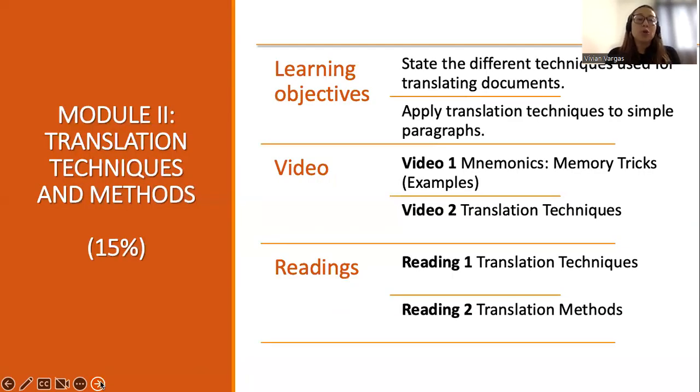Now, module number 2, translation techniques and methods, okay? The learning objectives are to state the different techniques used for translating documents and practice translation. That will be the first week, and apply translation techniques to simple paragraphs. Now we have 2 videos and 2 readings related to the topic.